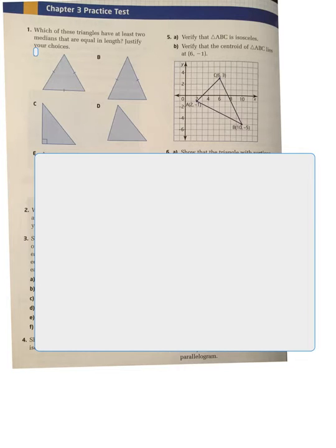Well, it should be easy by now. We're going to work out the length of this and the length of that by the distance formula, and that will prove it's isosceles. Verify that the centroid of triangle ABC lies at 6, -1. So it's a bit trickier. You've got to find the midpoints of the three sides of the triangle and draw the medians. And wherever the medians meet will be the centroid, and you've got to prove that that is the point 6, -1.